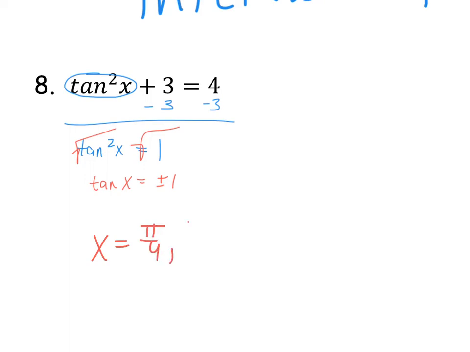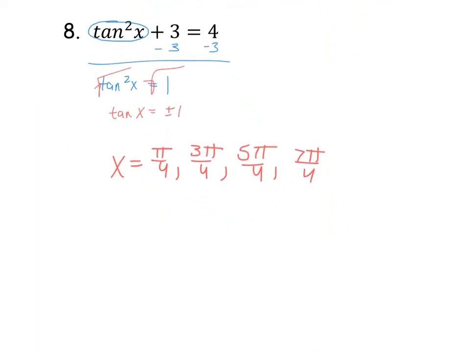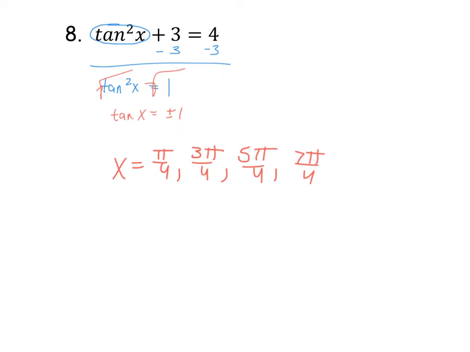Pi over 4, 3 pi over 4, 5 pi over 4, 7 pi over 4. Okay, you can write your answers this way. If you want to write x equals pi over 4, x equals 3 pi over 4, it doesn't matter, that's fine. Yes, ma'am.